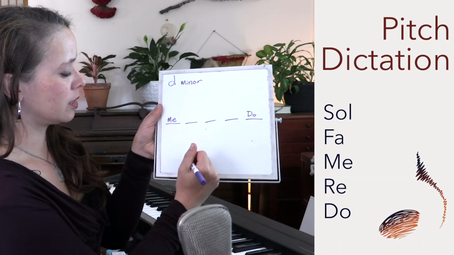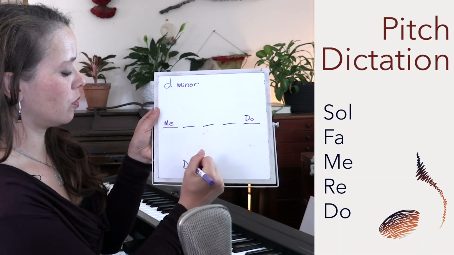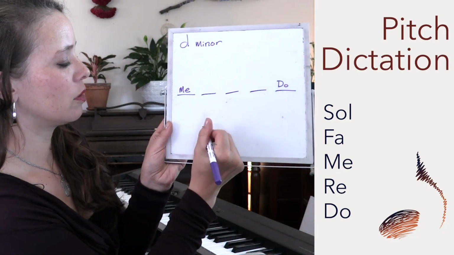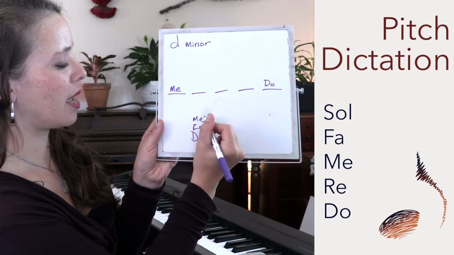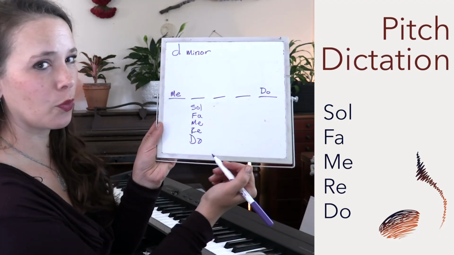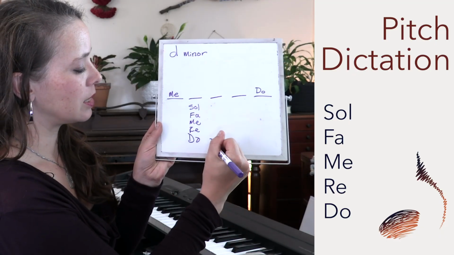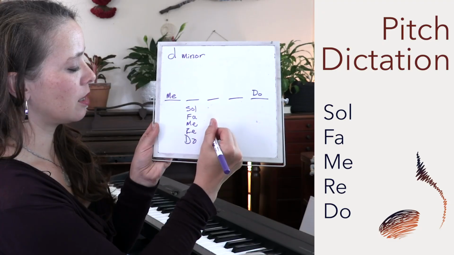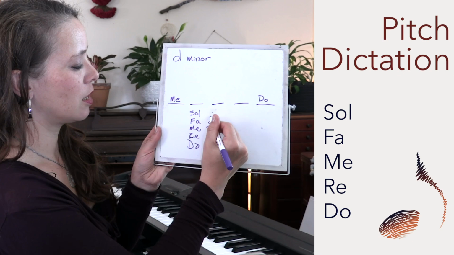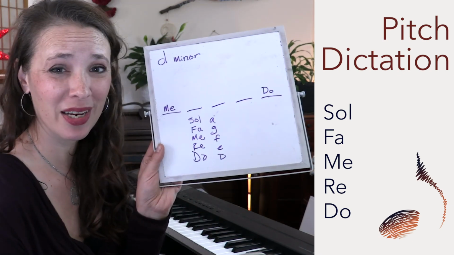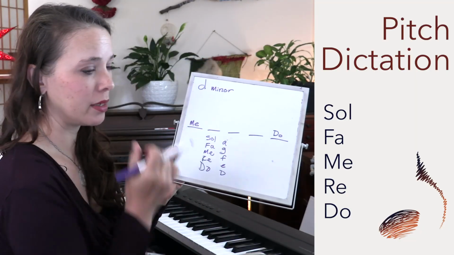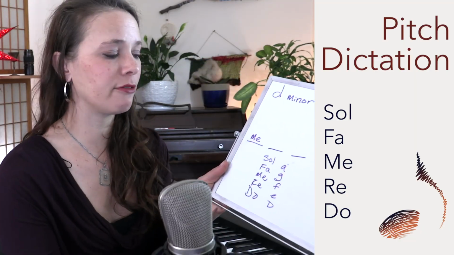Okay, now let's think through our solfege. So Do, Re, Me, Fa, Sol. And if we think through what that means for our pitch letter names, D, E, F natural, G, and A. It's not a bad idea to think that through, okay? So Do, Re, Me, Fa, Sol. Don't worry about the pitch letter names right now. It just can help when you're writing them into the staff.